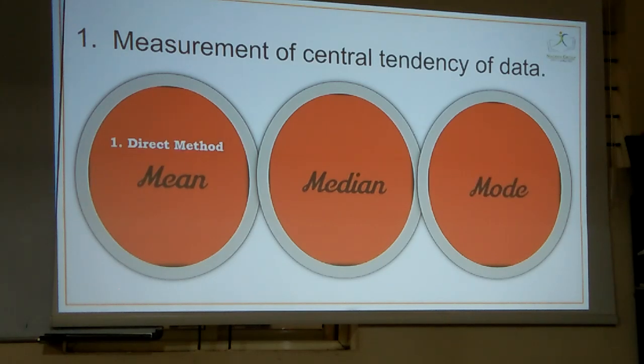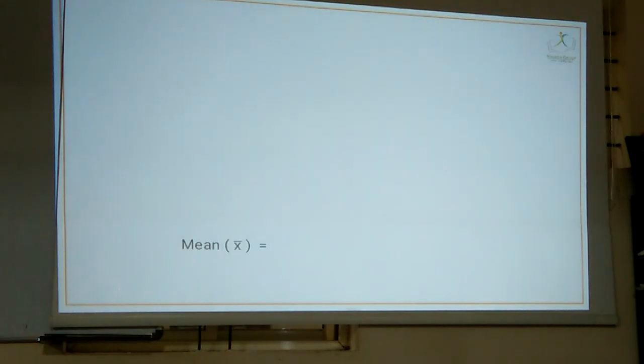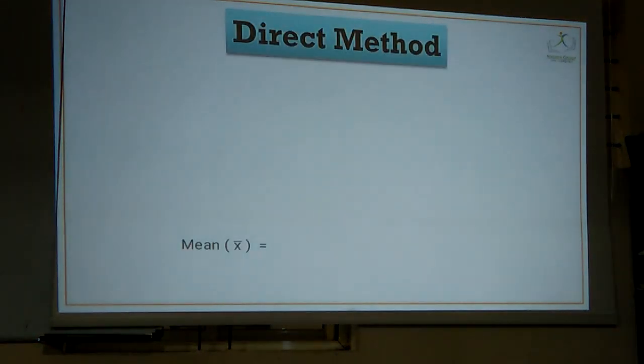Okay, in mean there are two methods, direct and assumed mean method, and there is one more method called step deviation method. Measures of central tendency: mean, mode, median. Under mean there is direct method, assumed mean method and step deviation method. Next. Direct method. Write down simultaneously.